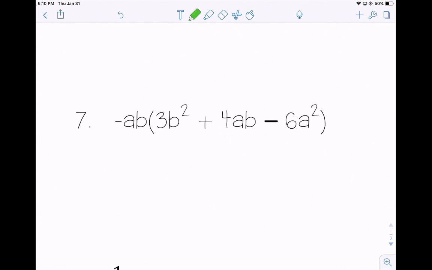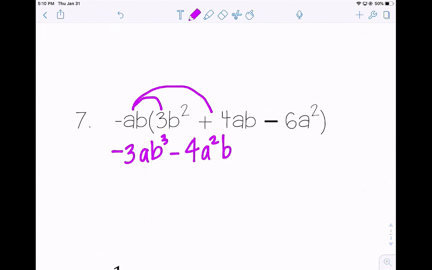Number 7, we're distributing a negative ab. So remember from notes yesterday, when we distribute a negative, it changes every single sign. So positive 3 becomes negative, positive 4 becomes negative, negative 6 becomes positive. So negative ab times 3b squared is going to be negative 3ab cubed. Then negative ab times 4ab is going to be negative 4a squared b squared. And negative ab times negative 6a squared is going to be positive 6a cubed b.